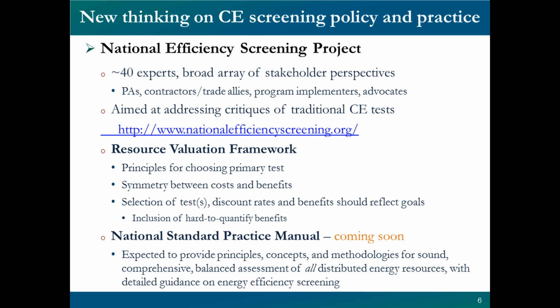A lot of the principles that were laid out in the Resource Valuation Framework have been elaborated in much greater detail in a document that is still in draft. I think it may come out as early as next month, called the National Standard Practice Manual. And it's going to provide more detail on these principles and concepts and methodologies applied not only to energy efficiency, but also to the full array of distributed energy resources, including renewables and cogeneration and so forth.